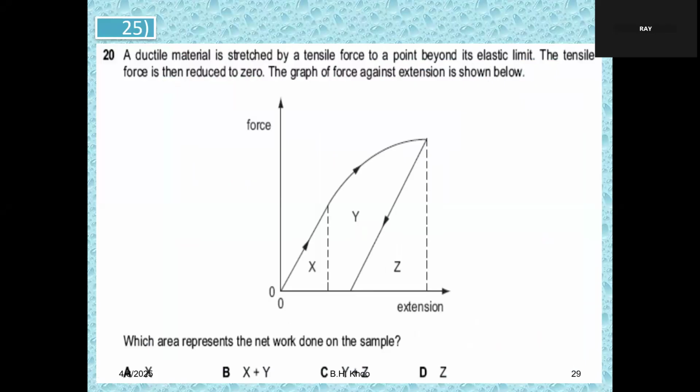A ductile material is stretched by a tensile force to a point beyond its elastic limit. The tensile force is then reduced to 0. The graph of force against extension is shown below. Which area represents the net work done on the sample?